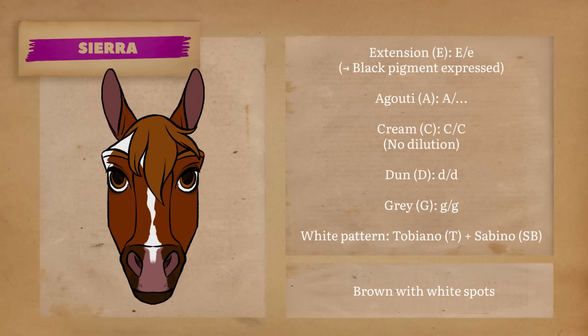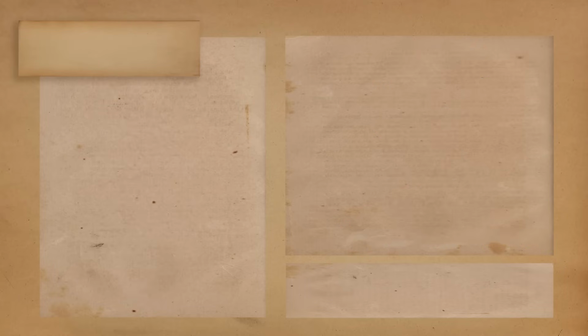Looking back at Sierra, that fixes all of her problems. She can now have no cream gene, so no dilution. She doesn't have any dun characteristics. She doesn't carry any grey. And she can still carry the Tobiano from Bonita. She also may be carrying Sabino or Splash White, but I consider those to be optional. Her book cover artwork suggests that she is a low expression Tobiano.